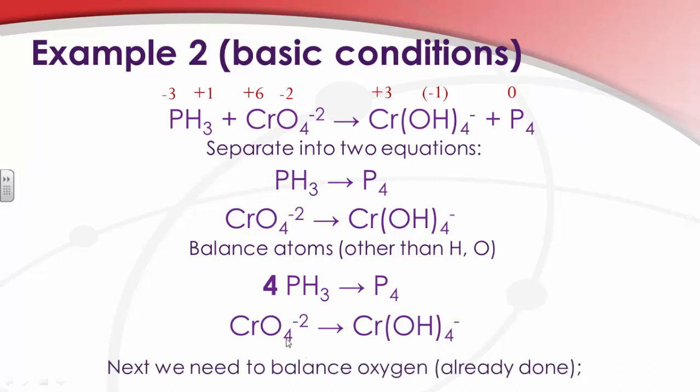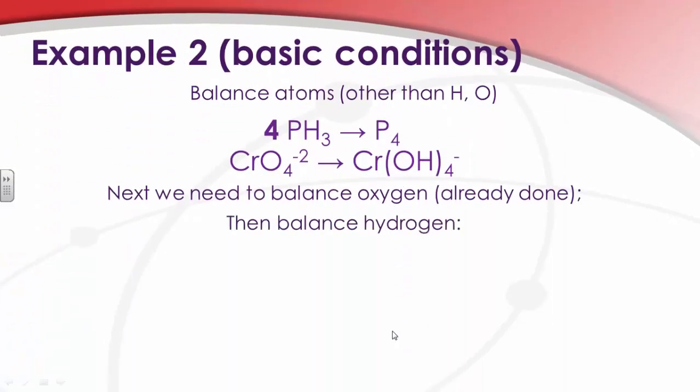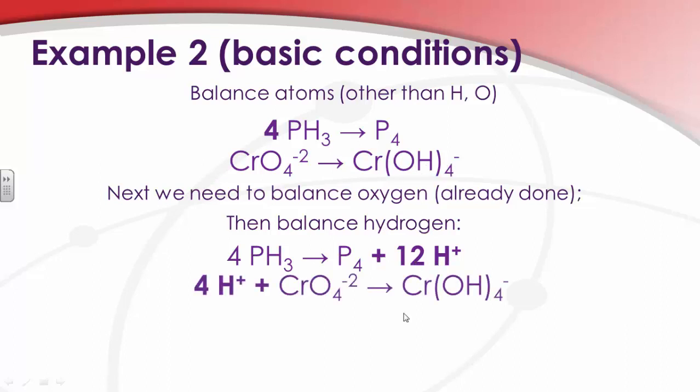Now we need to balance the oxygen. 4 oxygens here, 4 oxygens here. That's already balanced. Next, we balance the hydrogen. So this half reaction has 12 hydrogens. We need to balance that with protons. This reaction has 4 hydrogens. We need to balance that with protons.